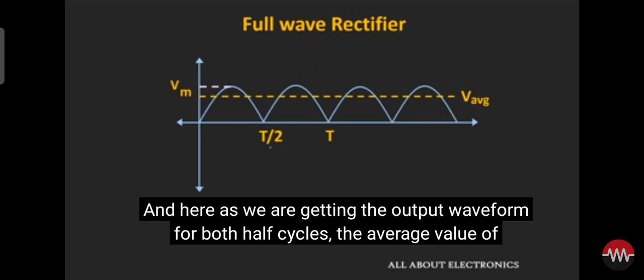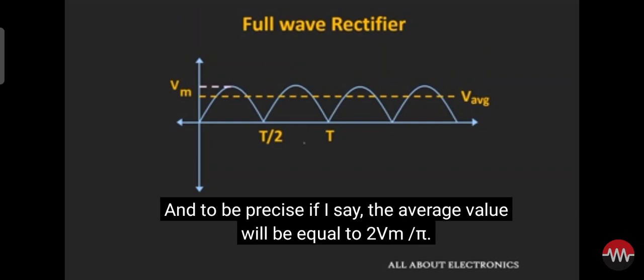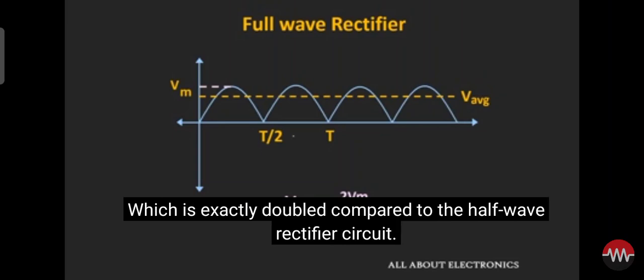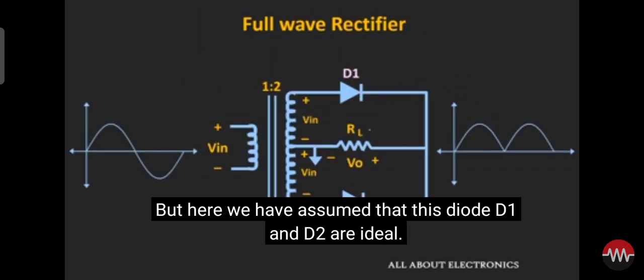And here, as we are getting an output waveform for both half cycles, the average value of this full wave rectifier will be more than the half wave rectifier. To be precise, the average value will be equal to 2Vm divided by pi, which is exactly double compared to the half wave rectifier circuit. But here we have assumed that the diodes D1 and D2 are ideal.